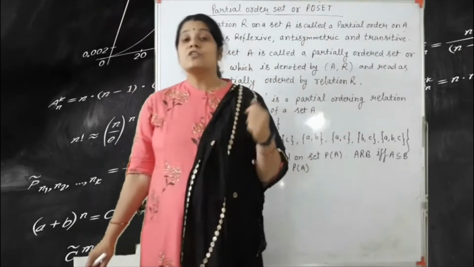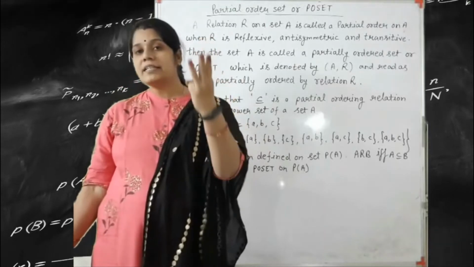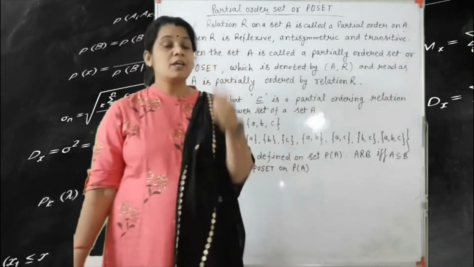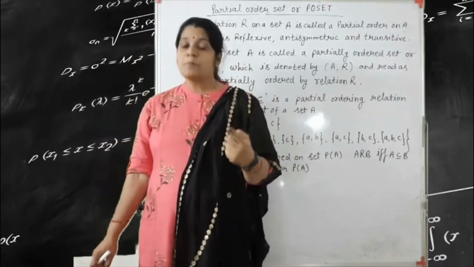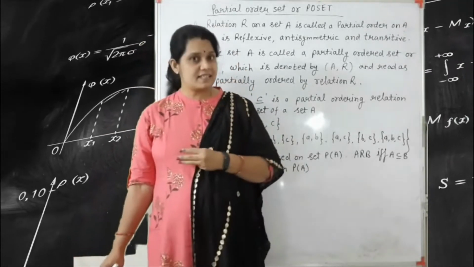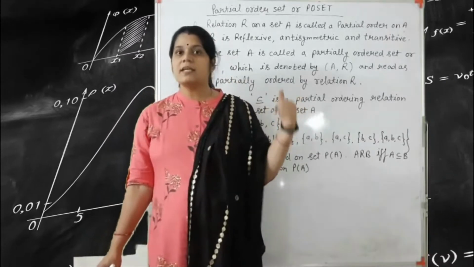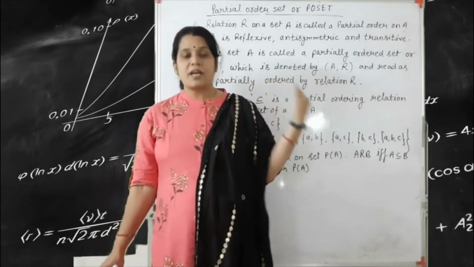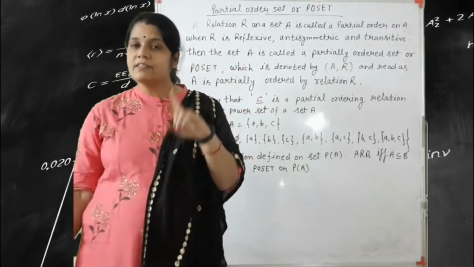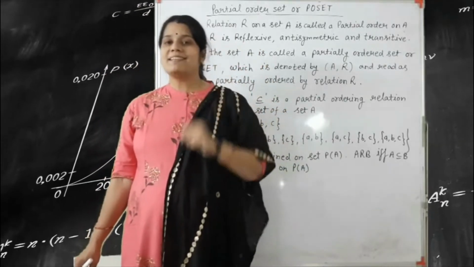According to your partial order set, if you find the partial order set according to any relation, you find again three properties, or three types of relation. First one is reflexive, second one is antisymmetric, and third one is transitive. Don't be confused here. This is the poset, partial order set, and if we find the symmetric relation, then this is the equivalence relation.